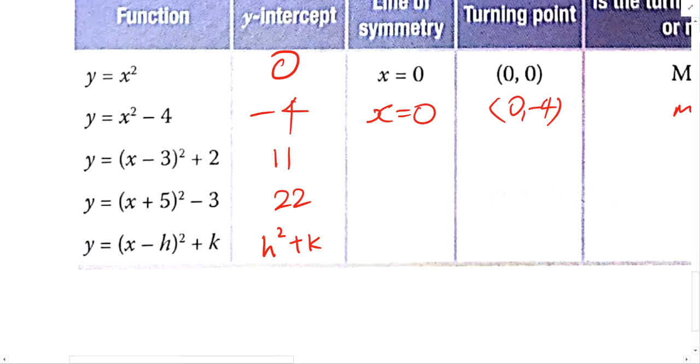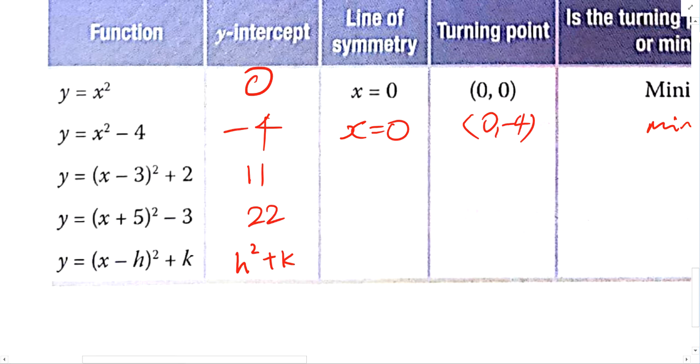Line of symmetry. Do you think you can get all the lines of symmetry just by looking? Yes or no? For now, can or cannot? Some of you may, some of you may not. Let's try another example first. X minus 3 squared plus 2.